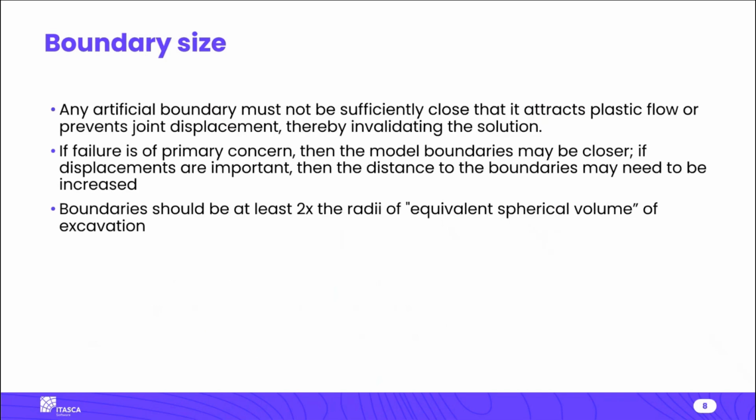So where to put the boundaries? We do not want the boundaries to be too close to the area of interest. If you have failure around a tunnel or an excavation that extends out to the boundaries, they are probably too close. If you have significant displacement extending out to the boundaries, they are probably too close. In a model with failure in it, in 3D, there's a rule of thumb that you want to put the boundaries at least 2 times the radii of the equivalent spherical volume of the excavation. If there's not much failure, you probably want the boundaries to be even further away than that.